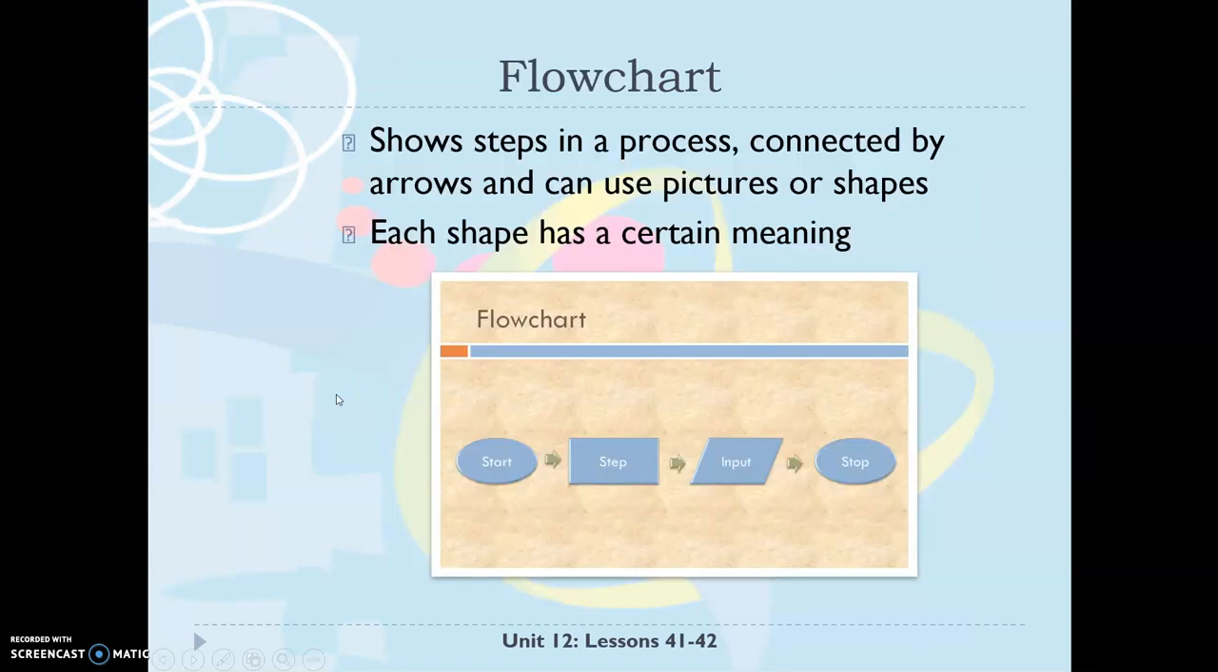Flowcharts. So if you are looking to present a process, you can show steps in a process which are connected by arrows as well as pictures and shapes. Each shape might have a certain meaning, but obviously the arrows are going to indicate where we start, where we go to next, until we finally finish.